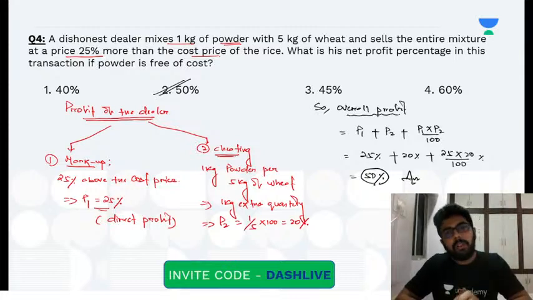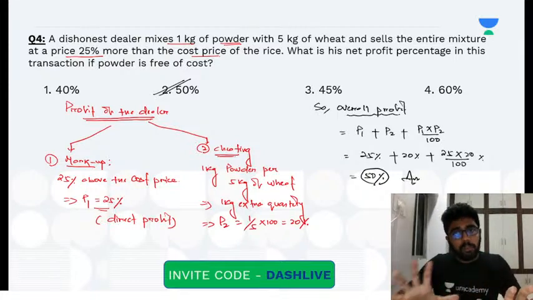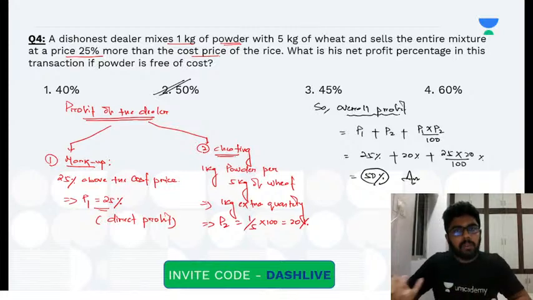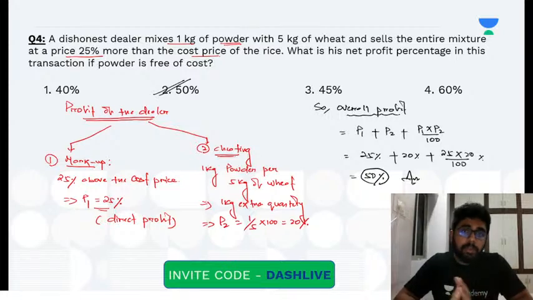This kind of profit is called direct profit, which the customer also knows. It's not cheating. Every business marks up the cost price. That is why there is a marked price. So he's marking up by 25%. That's his direct profit, or the first kind of profit.